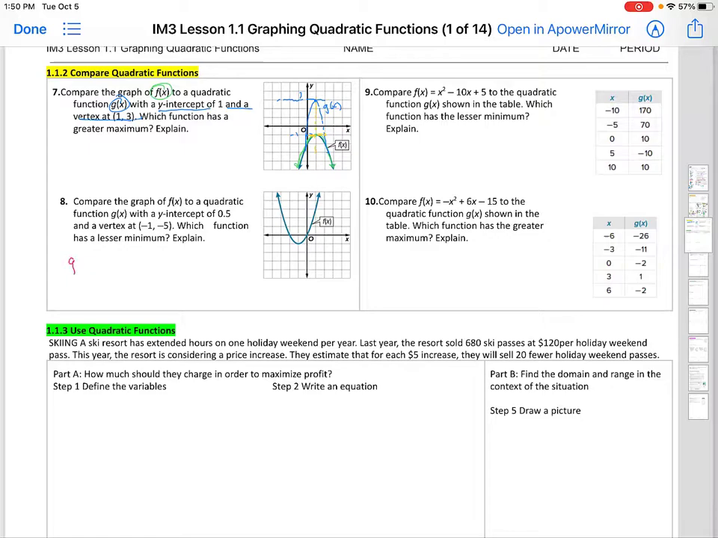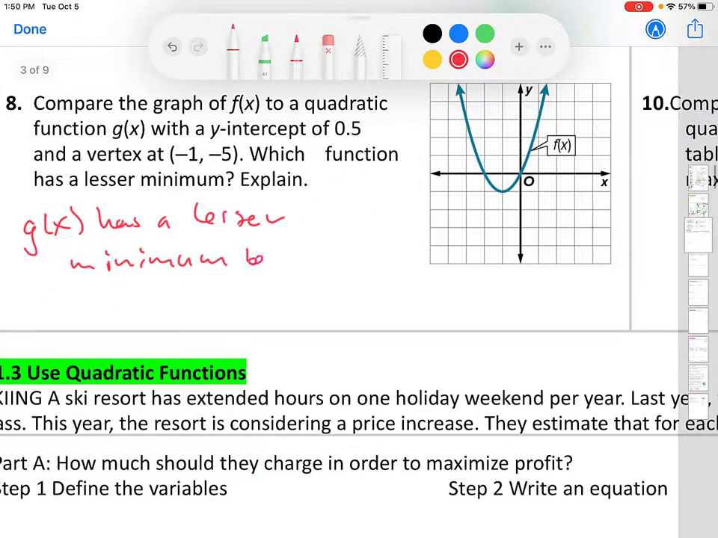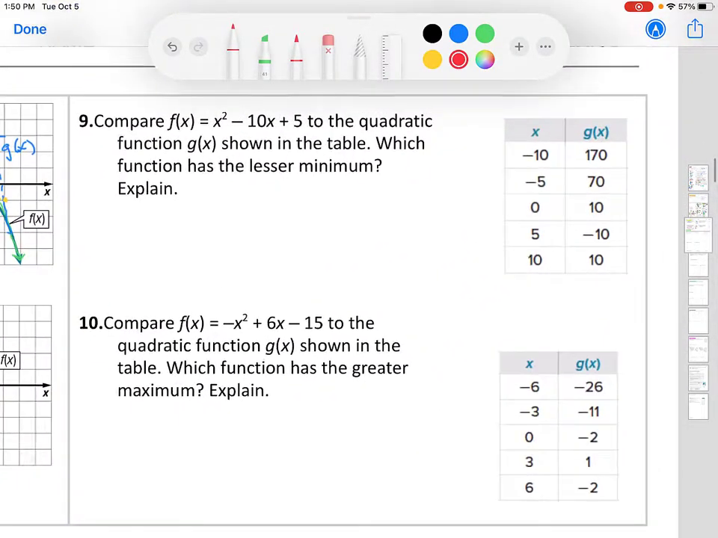So g of x has a lesser minimum because -5 is smaller than -1. I forgot what it looked like, but something like that. Does that make sense? So that one was at -5, and this one is at -1. Okay, let's do number 9.